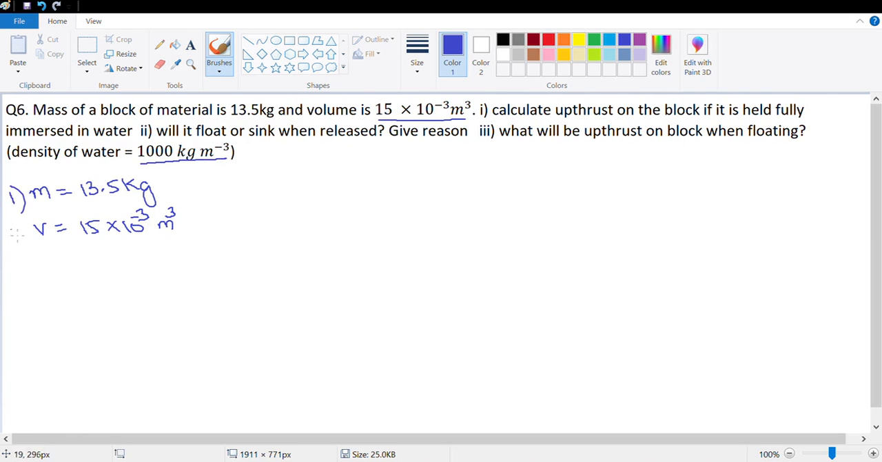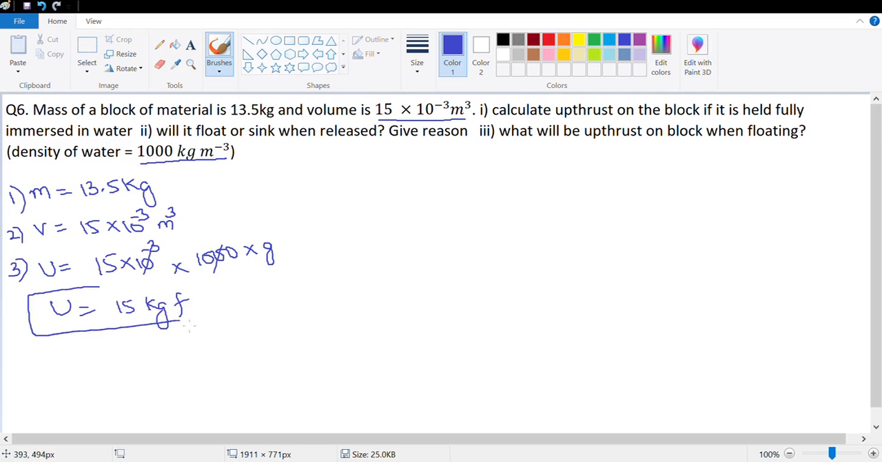So let's just calculate. Upthrust would be equal to volume, which is 15 into 10 to the power negative 3, multiplied with density of liquid, in this case 1000, multiplied with G. So this would be 15 kilogram force. So upthrust is 15 kilogram force. Part 1 of the question done. Let's look at part 2 of the question.